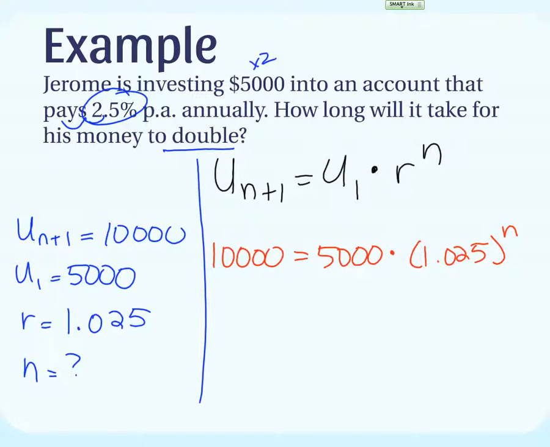When you see that you have a variable that's an exponent, that's kind of a signal that you're probably going to have to use logarithms to solve it. So first of all, we have to get this power expression right here by itself. So how can I get rid of the 5,000? Divide that out. So I end up with 2 equals 1.025 to the n power.